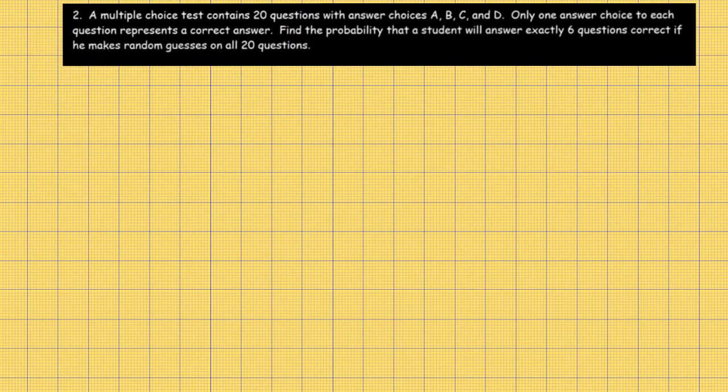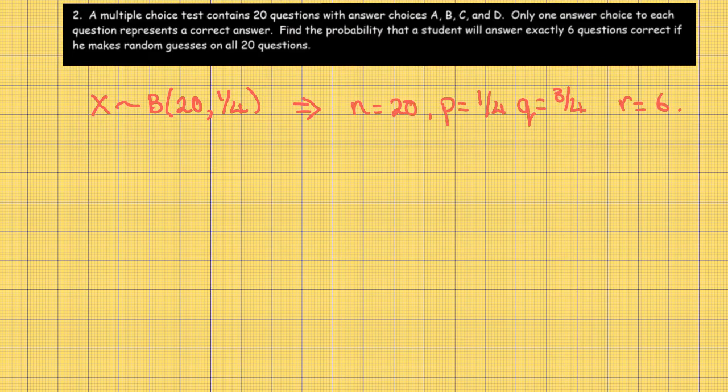Example 2. A multiple choice test contains 20 questions with answer choices A, B, C and D. Only one answer choice to each question represents a correct answer. Find the probability that a student will answer exactly 6 questions correctly if he makes random guesses on all 20 questions. This is definitely binomial because you can either get the question right or wrong, and there is a fixed number of questions, 20. So X belongs to binomial with n equal to 20 and the probability of getting the answer correct as 1/4. Therefore, n is equal to 20, P, the correct answer, is equal to 1/4, Q, the incorrect answer, is equal to 3/4, and the number of successes wanted is equal to 6.